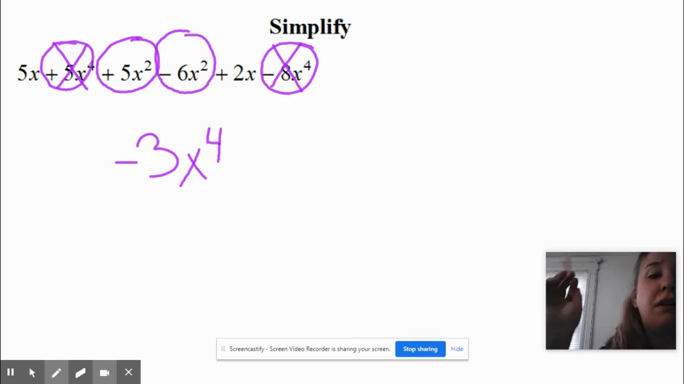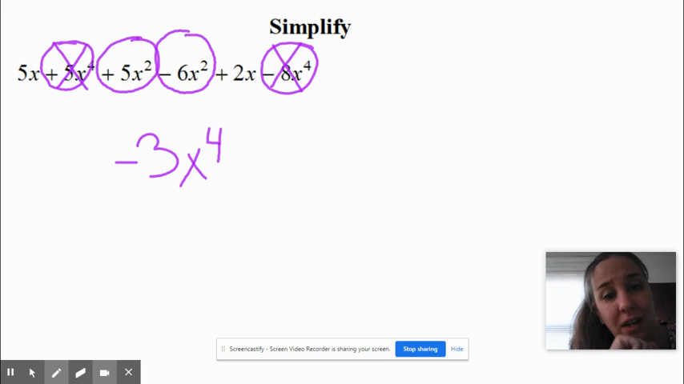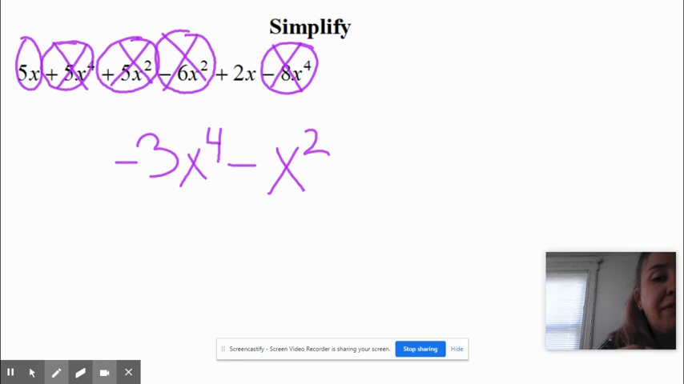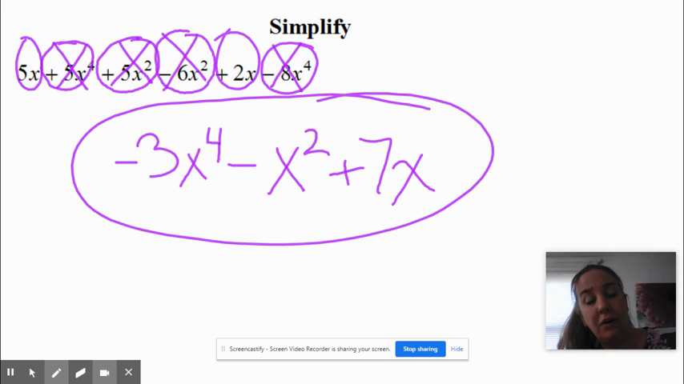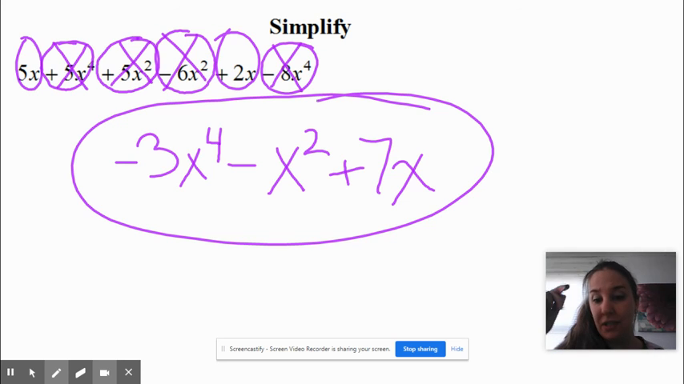5 minus 6. You have 5 in your pocket, but you owe me 6. That's a negative 1. But we don't write ones, so it's just negative x squared. I mean, you could put 1x squared, but it's just a little extra. Then we got 5x plus 2x. Okay, and that is a positive 7x. So again, it's like combining like terms, except now your like terms are just different degrees, different exponents on them.